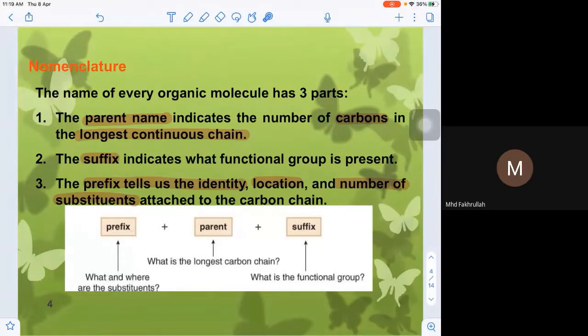Okay, so to have a complete name of a molecule, we have the prefix and then the parent name. If, let's say, the longest unbranched carbon chain has 10 carbons, then it will be that. And then the suffix according to the functional group, so it will be decane in this case. Then we will have a complete name of the molecule.